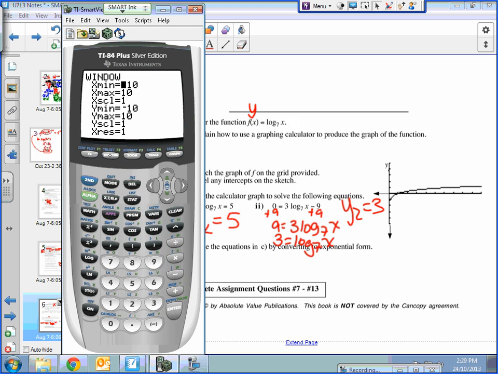Okay, go to window. Our x min, we can just make 0. X max, we had 20,000. And then 2,000 for your scale. Y min, we can just go -2. That should work. Y max, I go 5. Yeah. Okay, and then it should look like this.